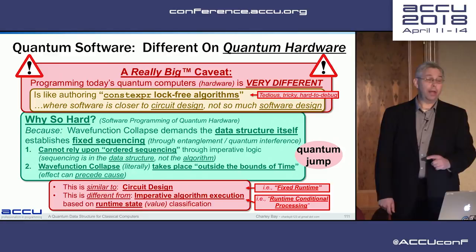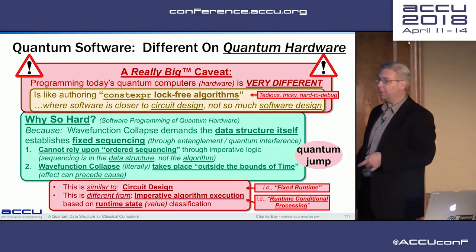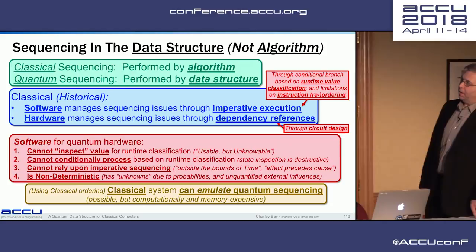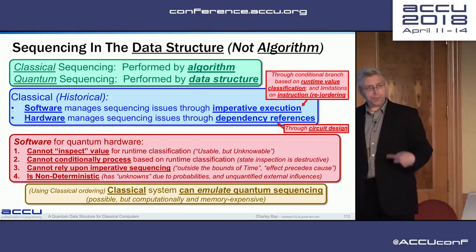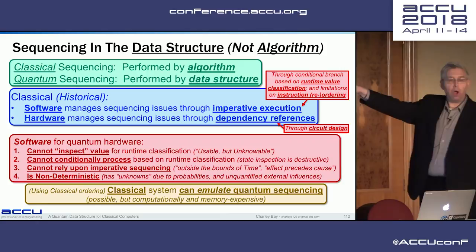So there'll be another talk maybe about that. But quantum hardware programming is basically very tedious, very much smaller algorithms because you don't get the freedom of, you know, just branching and calling conditional switches whenever you want. So sequencing, classical sequences by the algorithm, quantum sequences through the data structure. Software, we typically do imperative execution based on runtime classification. Hardware, it does it through the circuit, through the dependency references established in the schematic. So quantum software on quantum hardware actually looks closer to that hardware line.